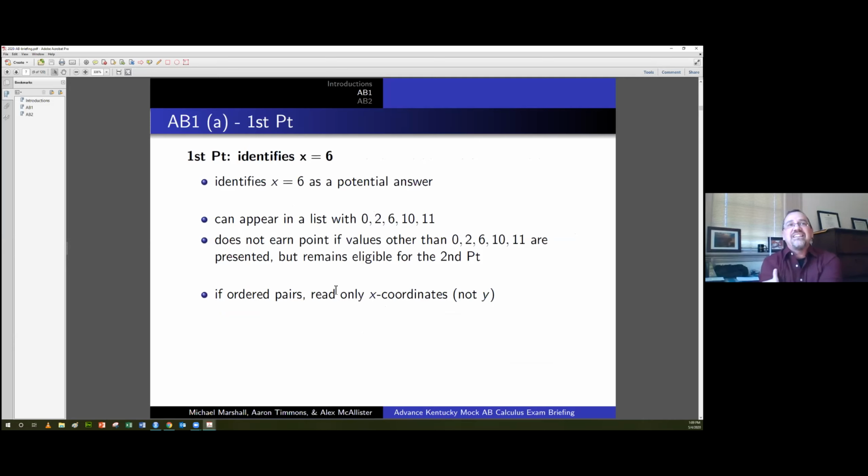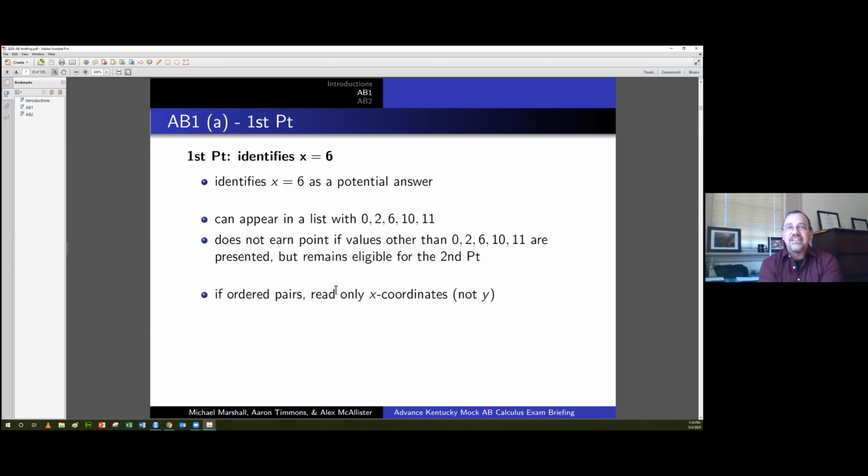So the identify x equals 6, we're thinking about that as a potential answer. So you might imagine it would show up in a list of other values, right? Minimums, you could think about other critical points or be thinking about the endpoints. If there's other points that they highlight, if I start listing all the integers or things like that, they won't earn the second point. But as long as it appears in this limited list.